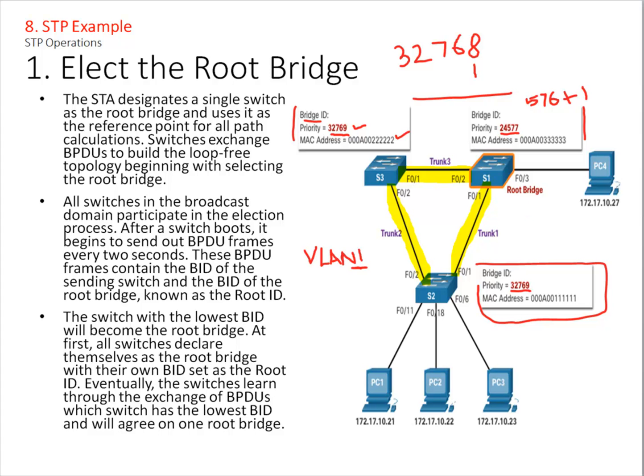So in this case, if you see, switch 1, S1, has the lower priority value. The priority value is 24577. This is very low compared with the other two. So automatically, switch 1 will be selected as the root bridge. So this is step number 1.